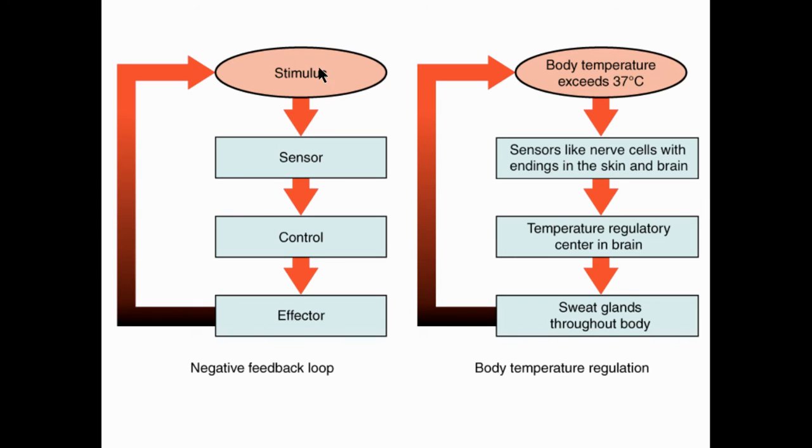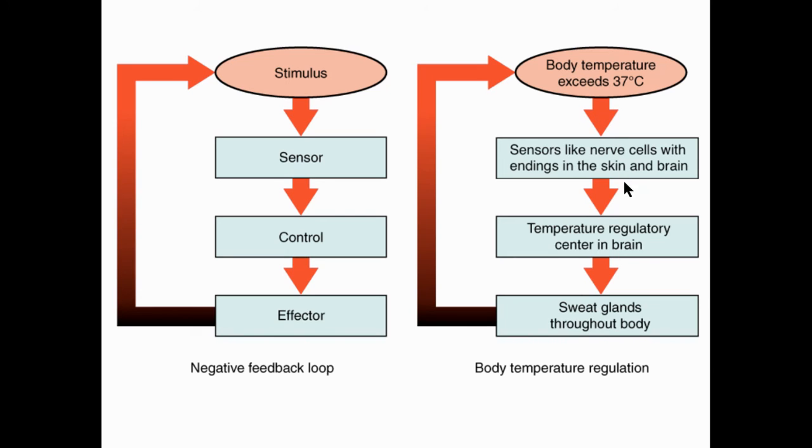Another way to look at it, the stimulus. What is the stimulus that tells your body something's wrong? So for example, if your body temperature exceeds 37 degrees Celsius, which is 98.6 degrees Fahrenheit, the normal body temperature, and it goes higher than that, then sensors like nerve cells with endings in the skin and the brain are going to say it's too hot.